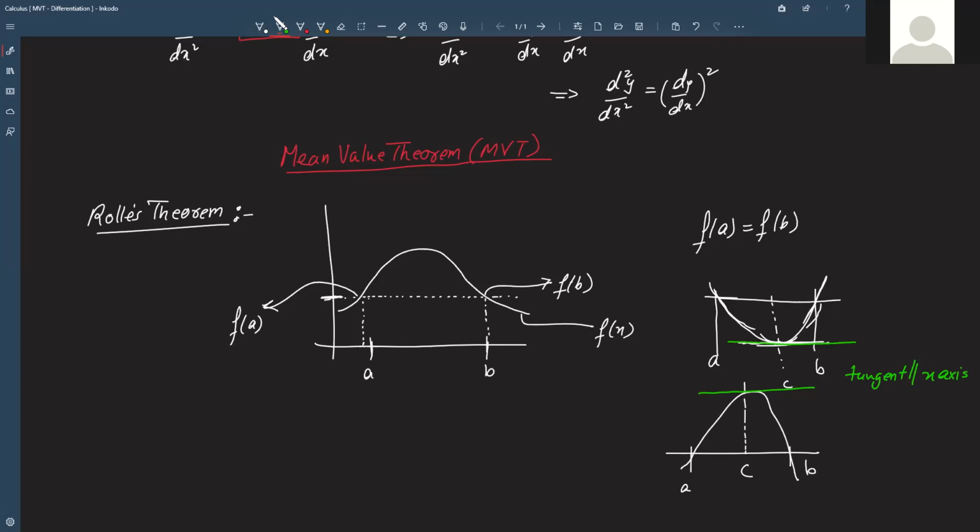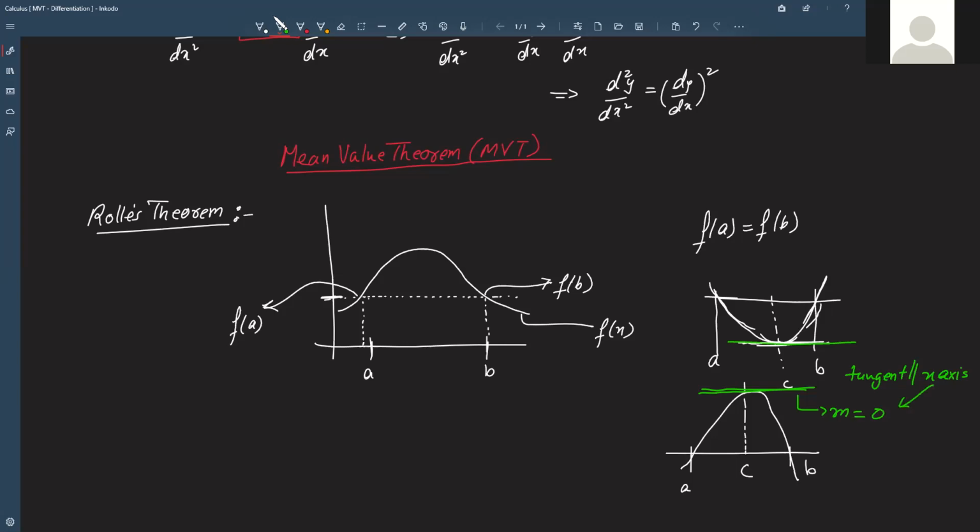And when we started differentiation in 11th class, we also saw the purpose of studying differentiation. In that, we saw the geometrical interpretation of differentiation, which says that the slope of the tangent is equal to the differentiation. So the tangent here is this. What is its slope? Obviously, its slope is 0, because this is parallel to the x-axis.